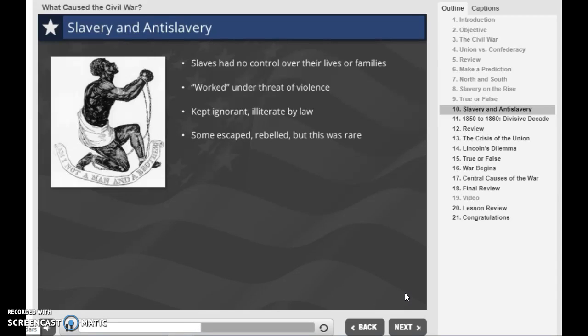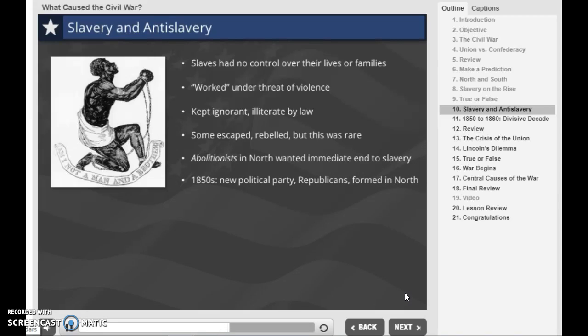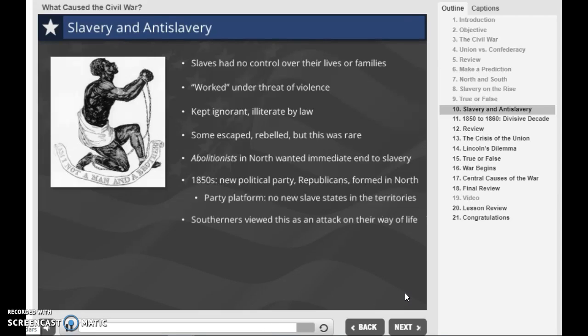In the North, a growing number of people known as abolitionists wanted to see an immediate end to slavery. In the 1850s, a new political party, the Republicans, formed in the North. Their party platform called for an end to slavery's expansion, but not slavery itself. They wanted no new slave states created from the Western territories. In the South, many viewed the rise of the Republican Party as an attack on their way of life.